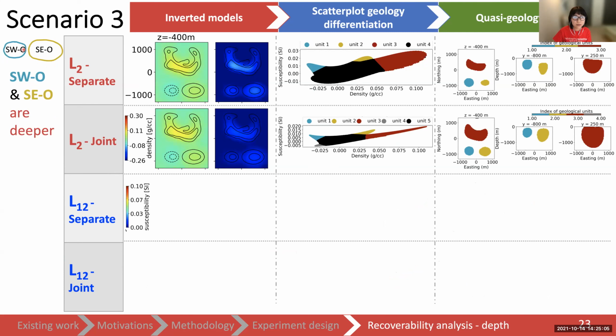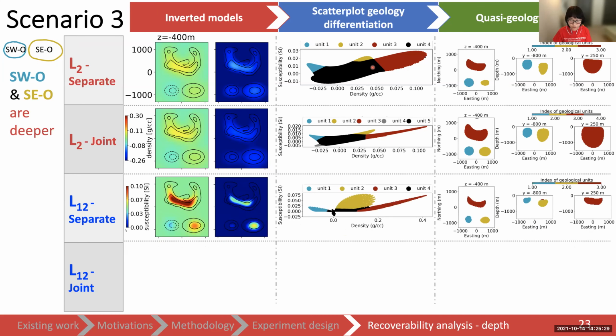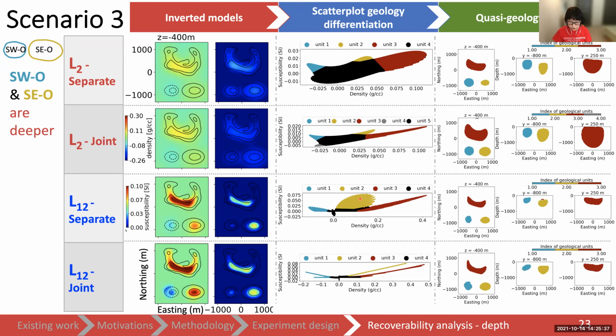Moreover, in scenario 3, both south ovoid bodies are brought to deeper depths, which also creates big challenges in their recoverability. So from L2 norm, both separate and joint inversions, these 2 deeper ovoid units' correlation trends are smaller. Therefore, they are more difficult to differentiate. However, with the help of the sparse norm inversion, these 2 scattering features become larger and more visible. And with the help of the sparse norm joint inversion, we get much better recoverability because the linear trends are better defined and separated.